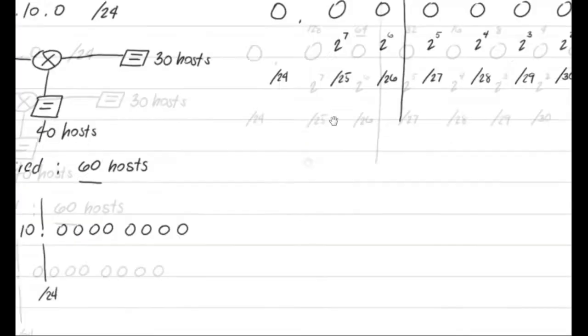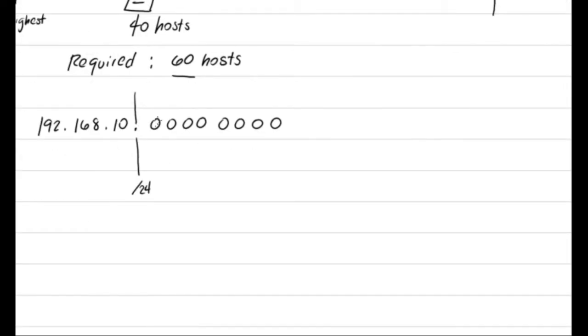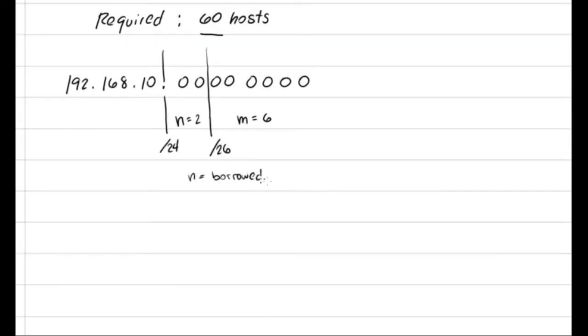So that is /26. So we have 2 zeros, 1, 2. Okay, so this is /26. So those 2 zeros will be our n, and then the remaining is our m, the remaining bits. So n is 2, m is equal to 6. The n is the borrowed bits, the m is the remaining number of bits.